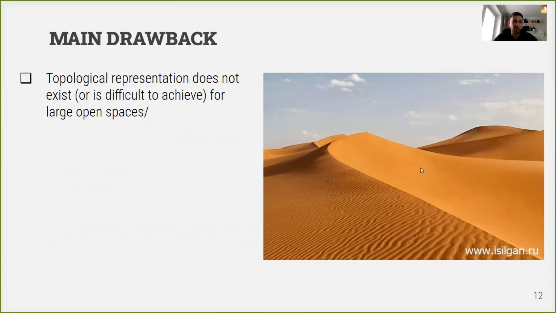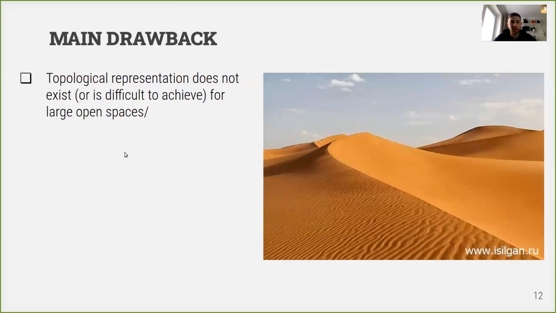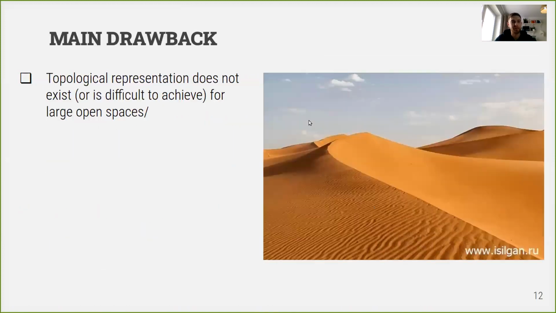The main drawback of such a representation is that topological representation is really difficult to obtain for some large open spaces. Imagine a desert. There are no features, no recognizable locations, and we cannot build such a representation because we just don't have a rational way to split the environment into regions, into locations which would be recognizable, right? So for open space, for outdoor navigation, sometimes it's really difficult to use topological maps. And this is their main drawback.